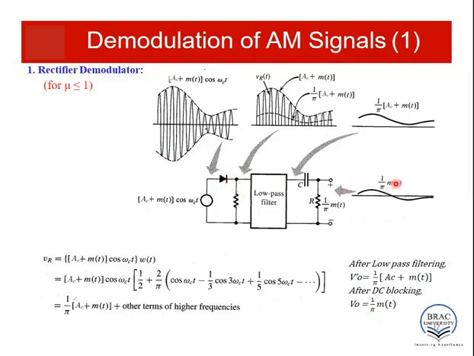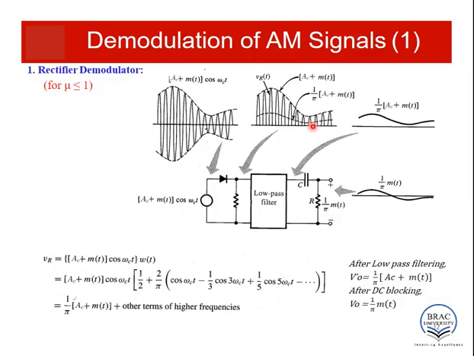Here the typical wave shapes at different stages of this circuit are shown. The input is this modulated signal having a low frequency envelope and a high frequency carrier in between. When it is passed through the diode, the signal is rectified and the diode works as a half wave rectifier. A multiplier 1 by pi is introduced, which we can see from the equation, so the signal loses some strength.